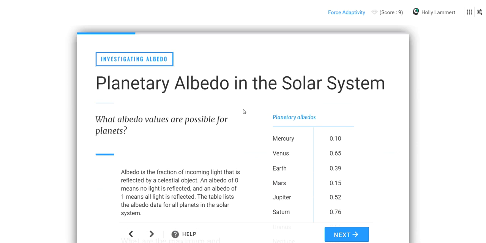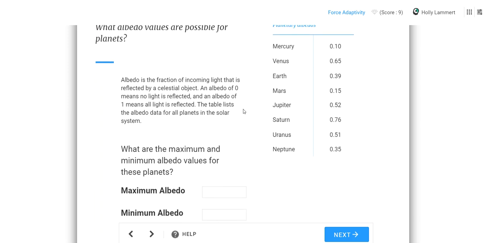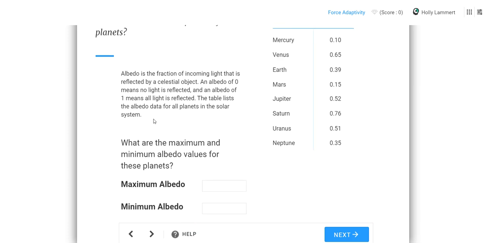Okay, if we look at the albedo, what albedo values are possible for planets? Albedo is the fraction of incoming light that is reflected by a celestial object. And that's a new vocab term, so I'm going to go ahead and write that down in my notes. An albedo of 0 means no light is reflected. An albedo of 1 means all light is reflected. The table lists the albedo data for all planets in the solar system. What are the maximum and minimum albedo values of these planets?